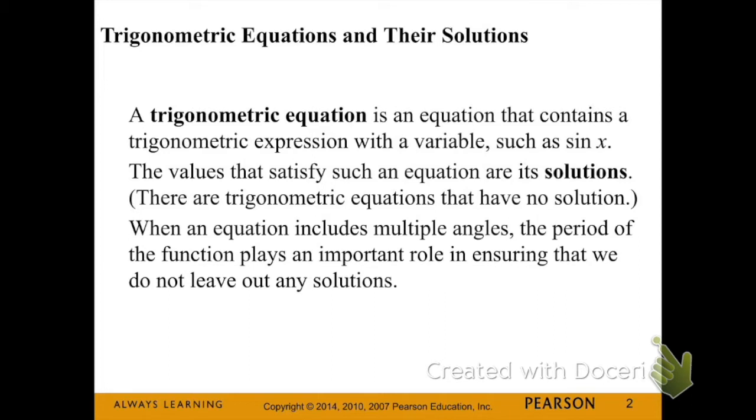So we're going to use all of our solving techniques, like moving something over by doing the opposite sign, whether it's adding, subtracting, or multiplying, dividing. Or we may even need to factor, where we figure out what multiplies to AC and adds to B, and then factor in order to solve a quadratic equation.